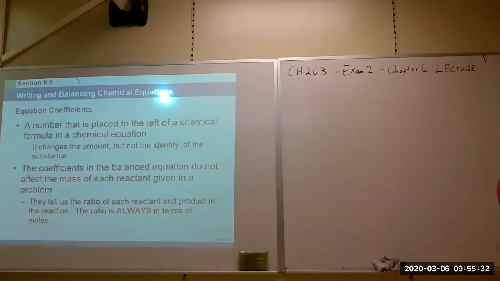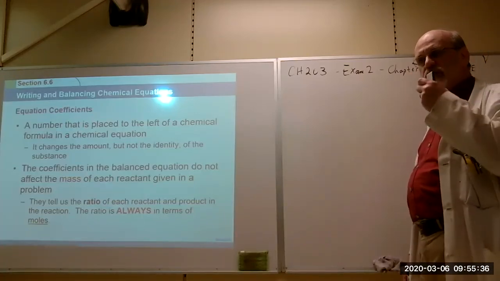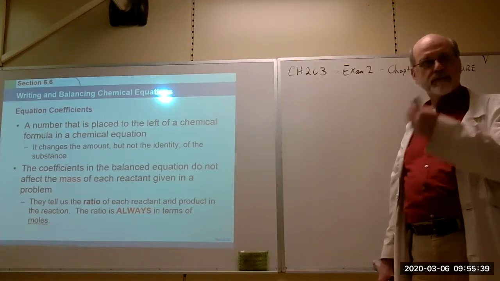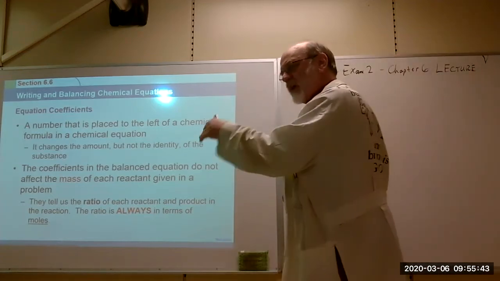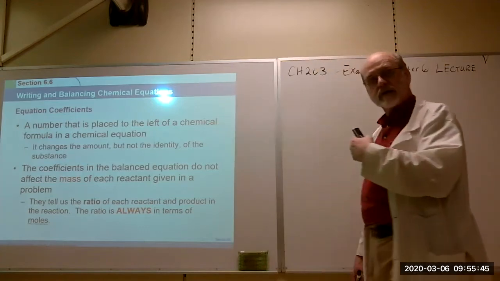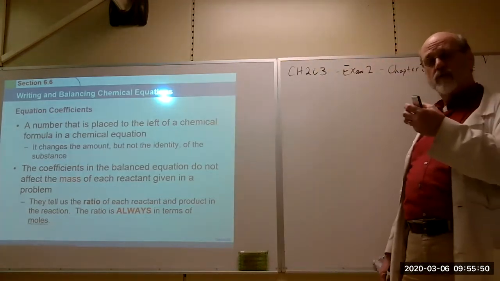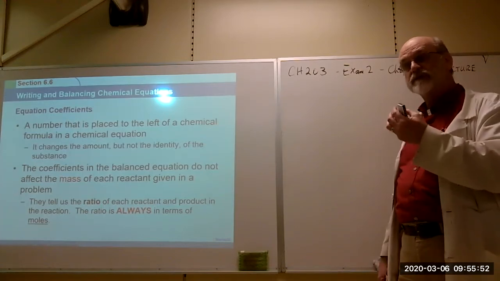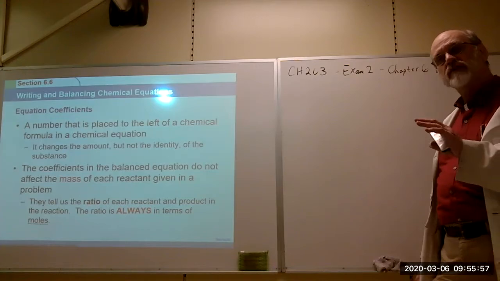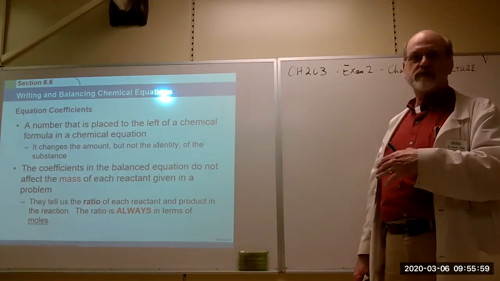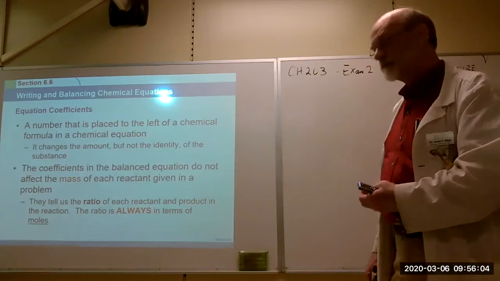So what are coefficients? Coefficients are the numbers that you put in front of a compound. Once you write the compound into your equation as a reactant or a product, from that point on, you can't touch it. That ratio of atoms in the compound is fixed. Leave them alone. The only way you can change the numbers is with coefficients, the number that precedes the compound. Okay?